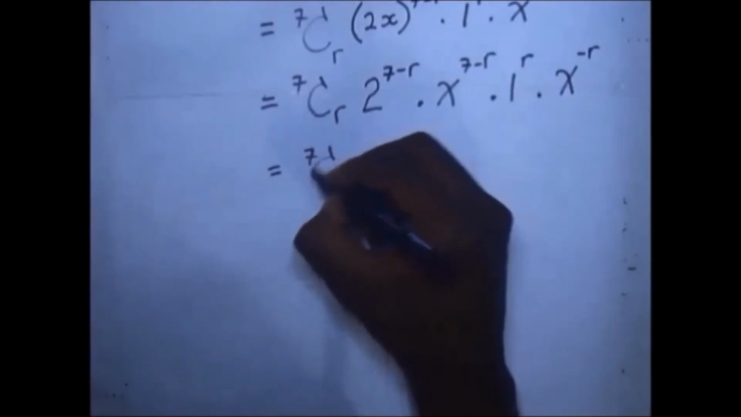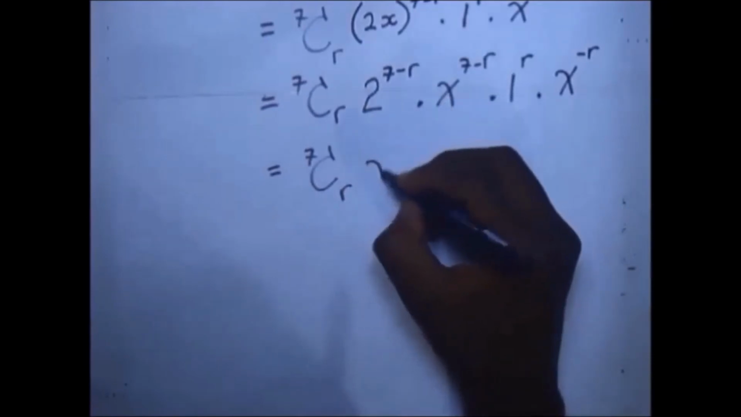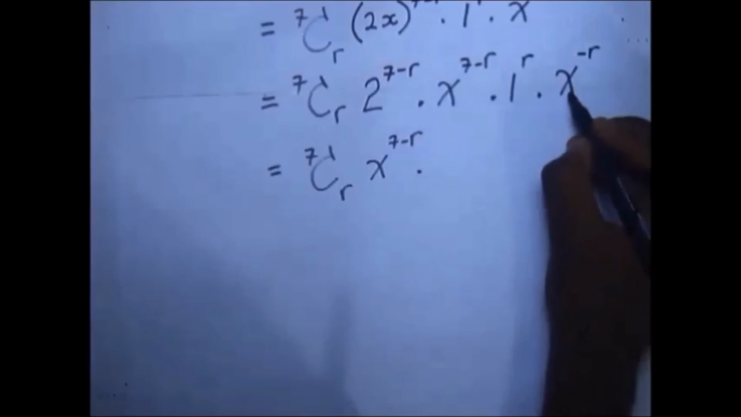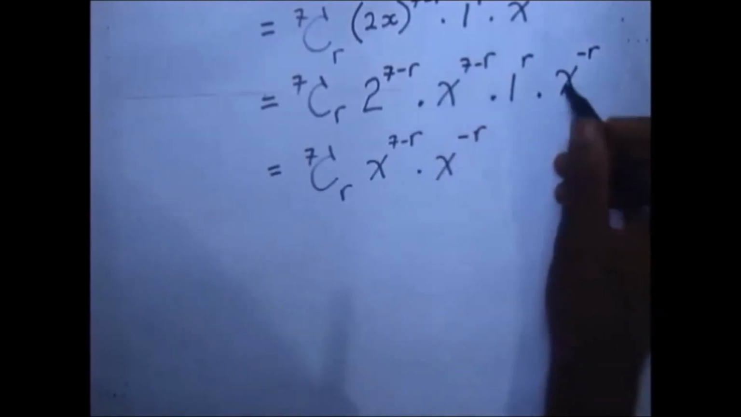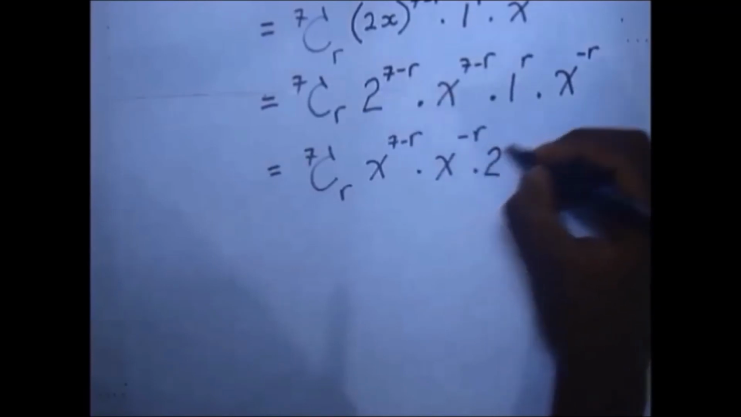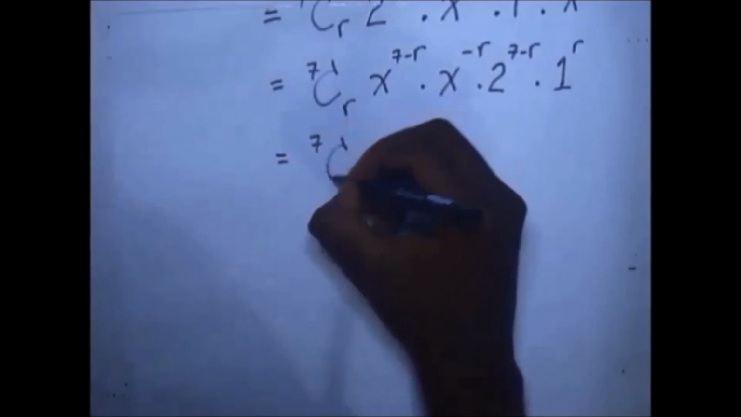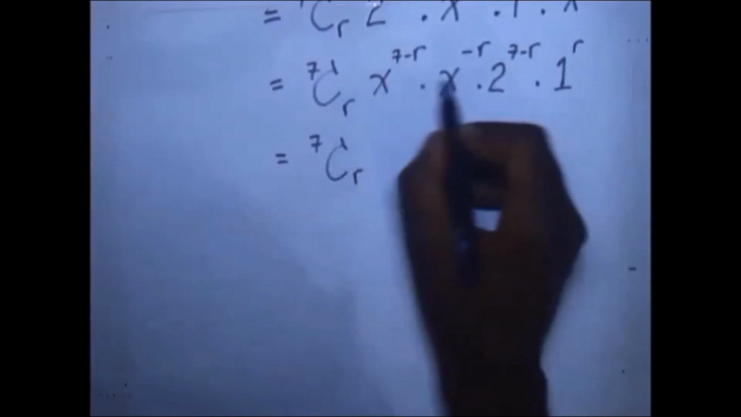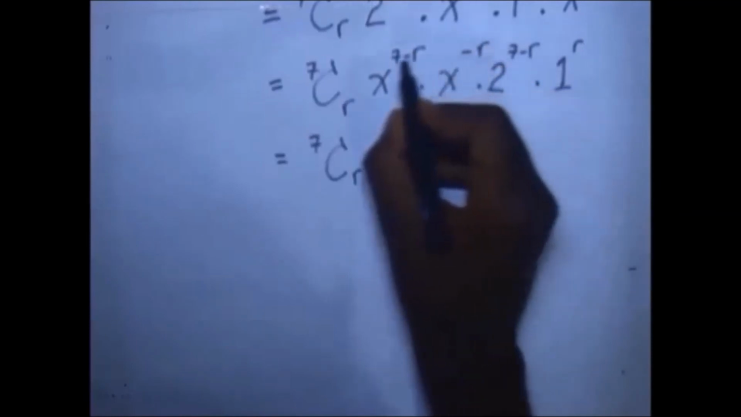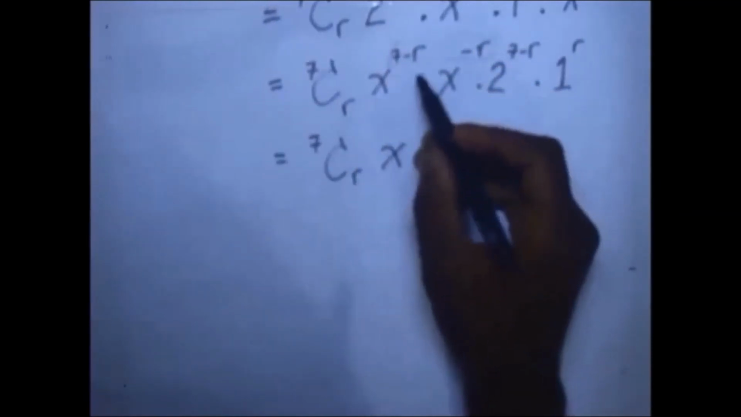So it's going to become 7 combination r, this value of x, x to the power 7 minus r, times this value of x, x to the power negative r, then times 2 to the power 7 minus r, times 1 to the power r. This is using our laws of indices: the bases are the same, so we add the powers. The base x is the same, so when you add the powers you end up with 7 minus 2r, times these other constants, which are 2 to the power 7 minus r times 1 to the power r.